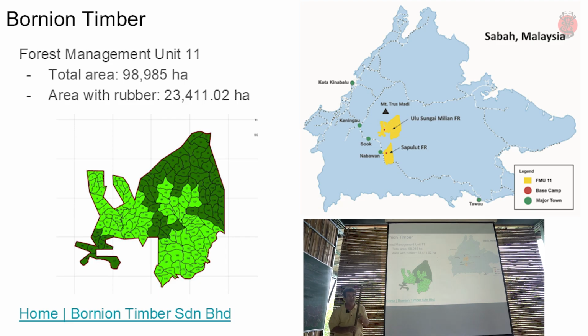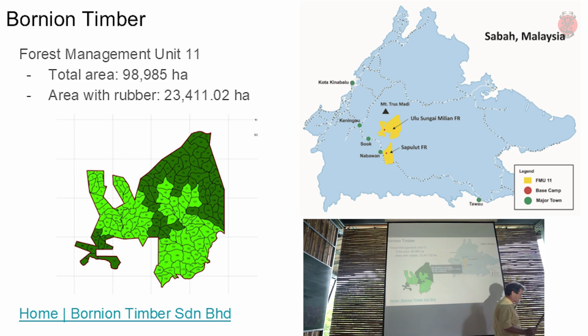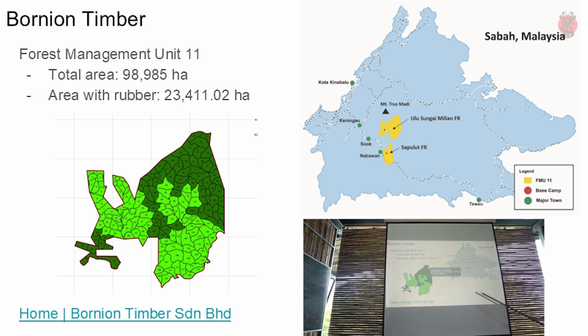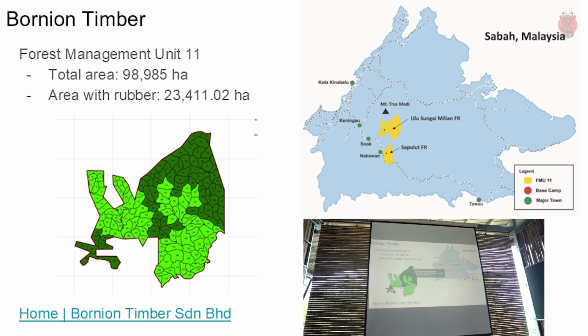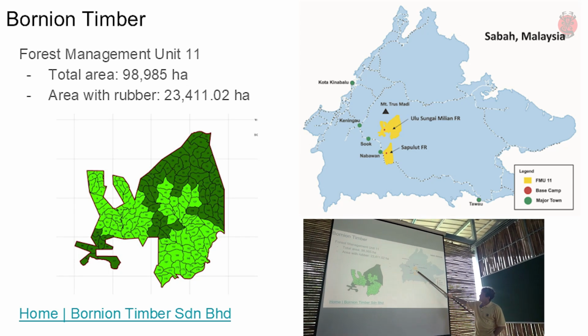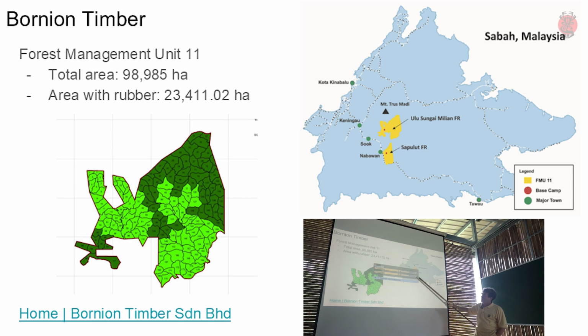Okay, so Borneo and Timber, I don't know how many of you know this area. It's FMU 11. It's in, if I remember rightly, the Suk and the number 1 district. And there's 2 forest reserves, the Ulu Sungai Melian and the Saplut Forest Reserve. The total area is just shy of 100,000 hectares. And this area up here is predominantly rubber.